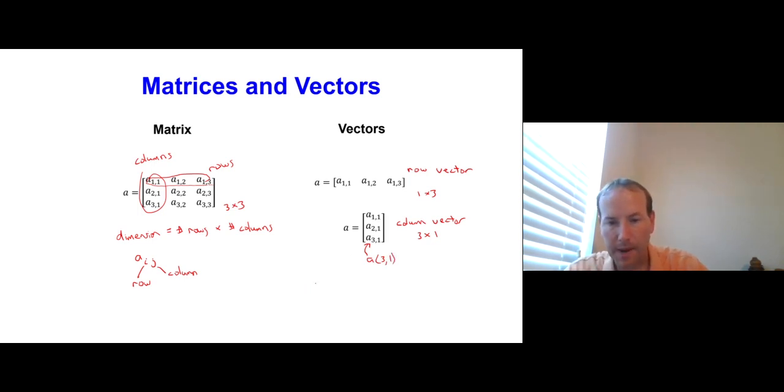Remember in Python, indexing starts at 0. But in these slides, and when we represent this mathematically, we're starting the indexing from 1.